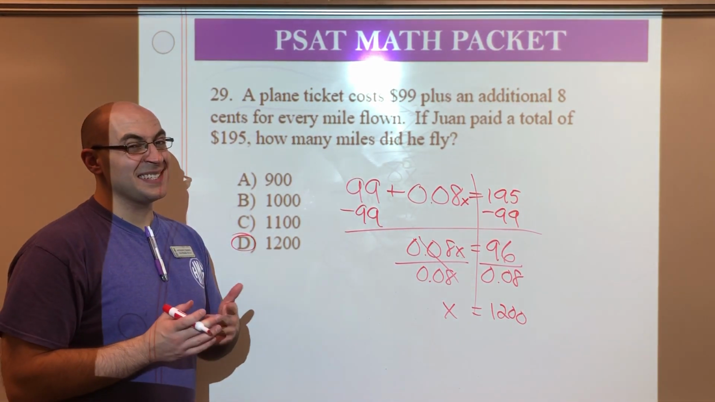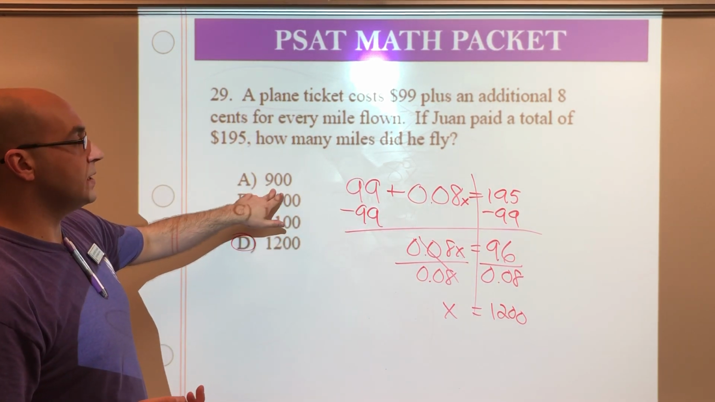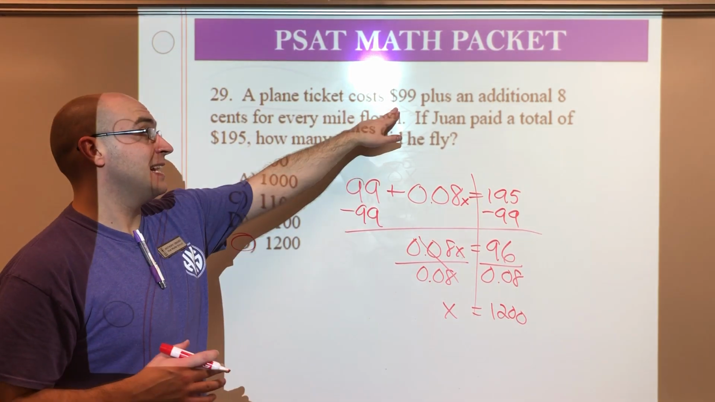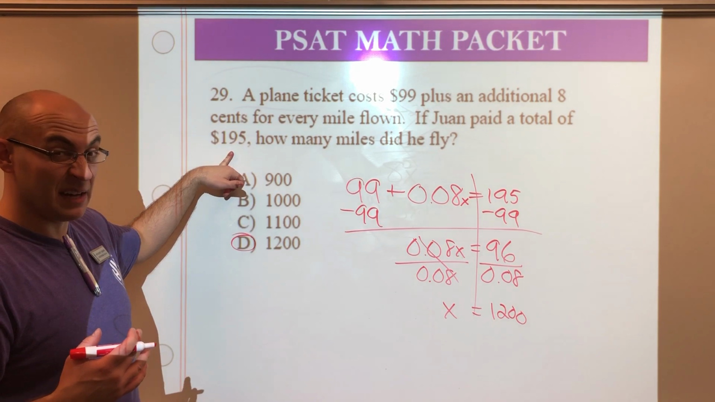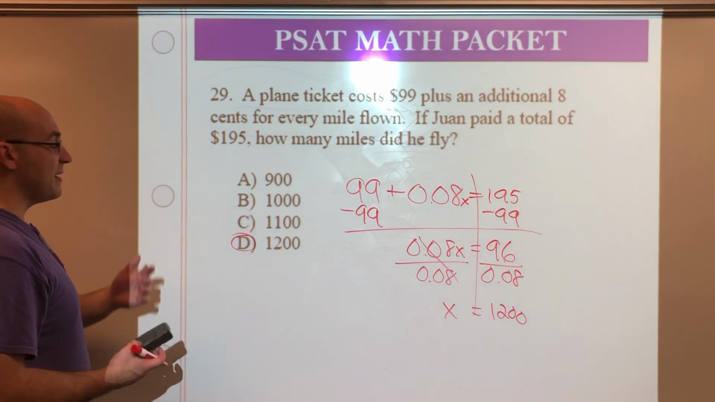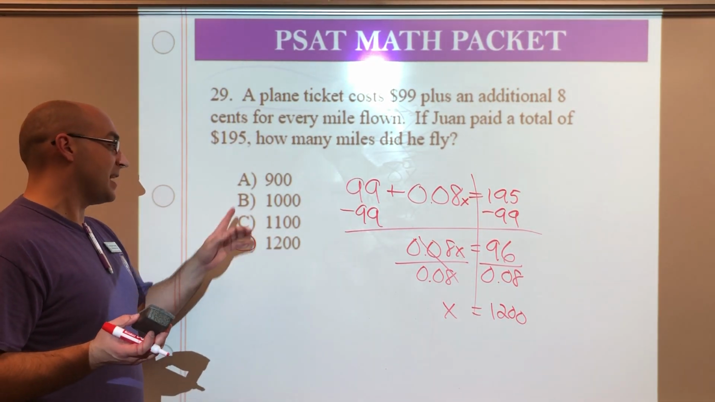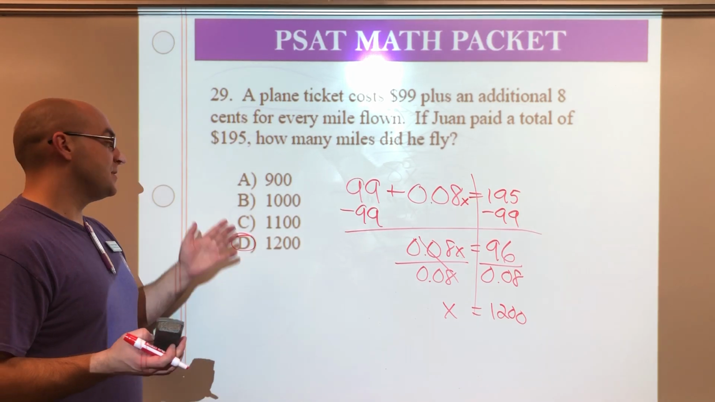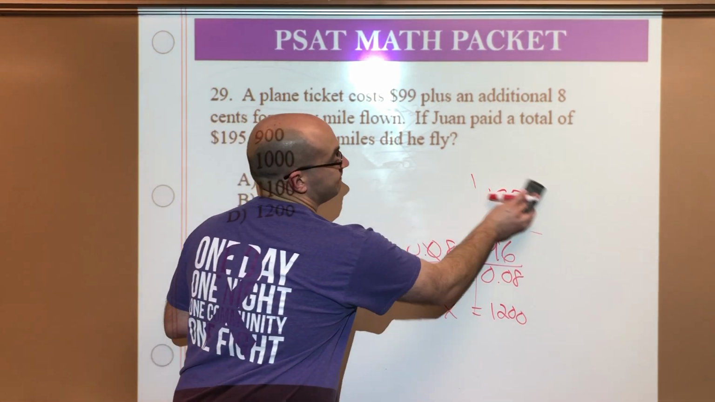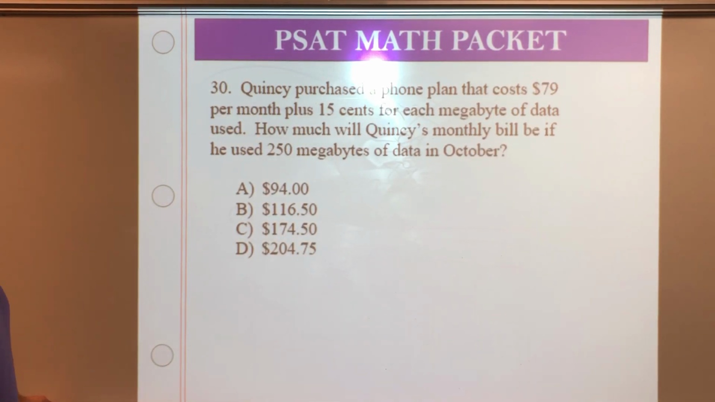Again, you can use the guess and check method, going right down the list. If you weren't sure how to set this up, you could have put 900 in for x, multiplied 900 times 8 cents, then added 99 and seen if it got you 195. If it did, then you knew that A was the answer, and you could have done that all the way through. This method's a little bit better only because the consequence is it takes too much time. I would have gone through A, B, and C and wasted a lot of time on the PSAT. Not good.